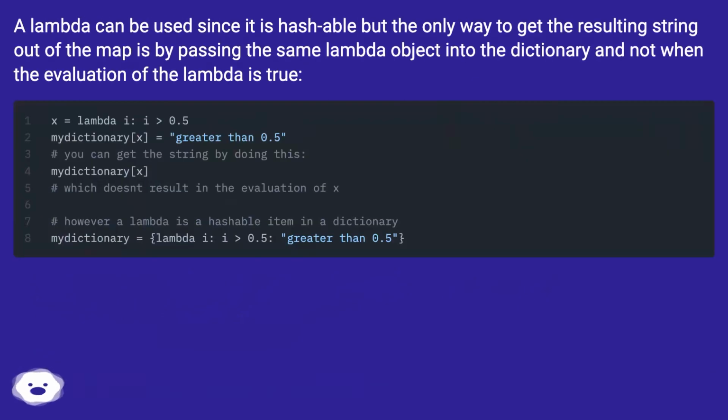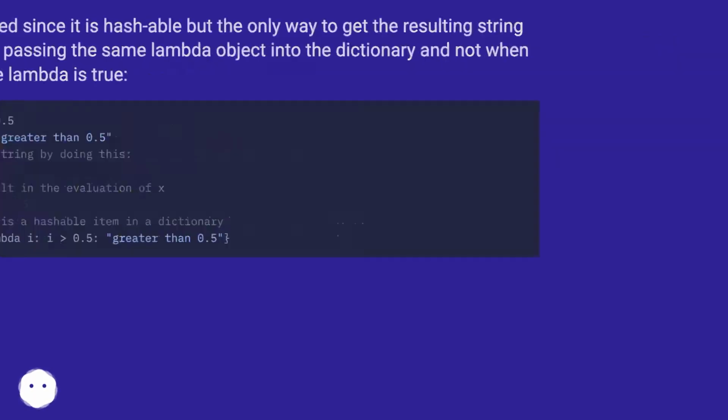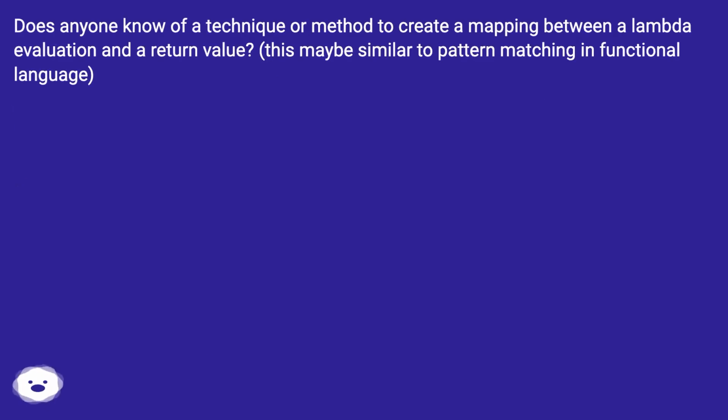A lambda can be used since it is hashable, but the only way to get the resulting string out of the map is by passing the same lambda object into the dictionary, and not when the evaluation of the lambda is true. Does anyone know of a technique or method to create a mapping between a lambda evaluation and a return value? This may be similar to pattern matching in functional languages.